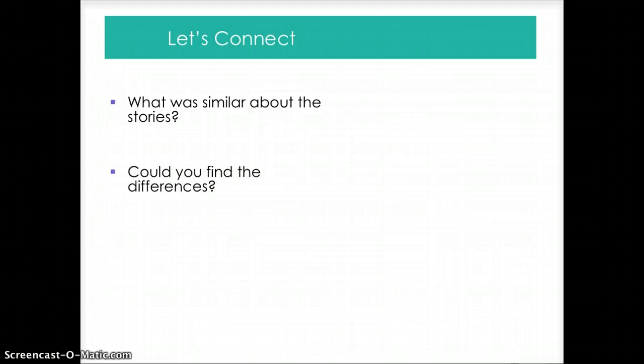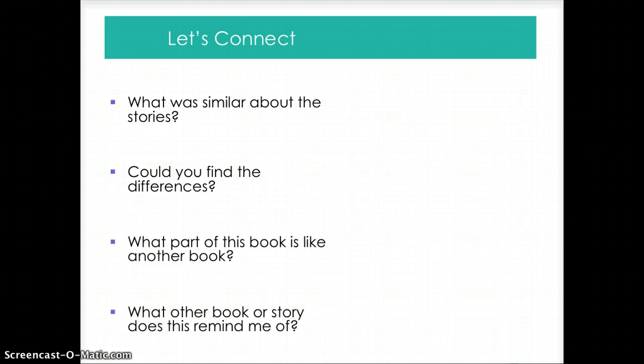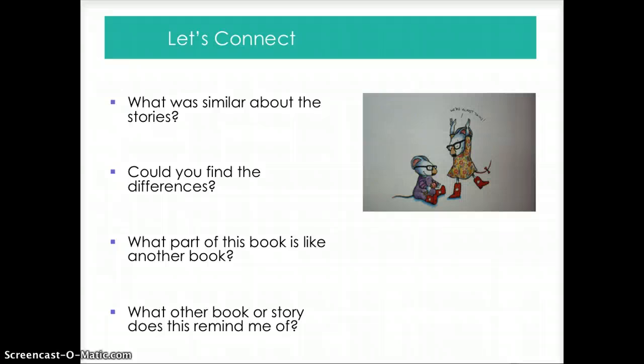Owen is about a boy and his blanket, right? And Julius, the Baby of the World, is about a young girl dealing with having a new baby brother. What part of this book is like another book? What other book or story does this remind you of?